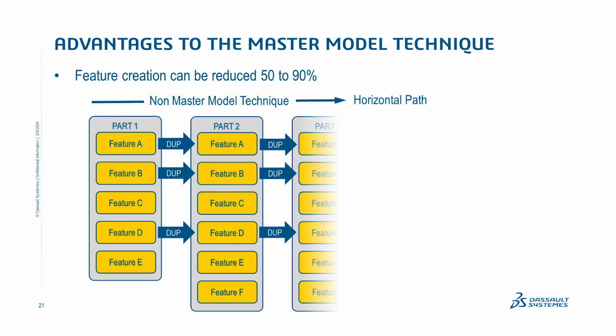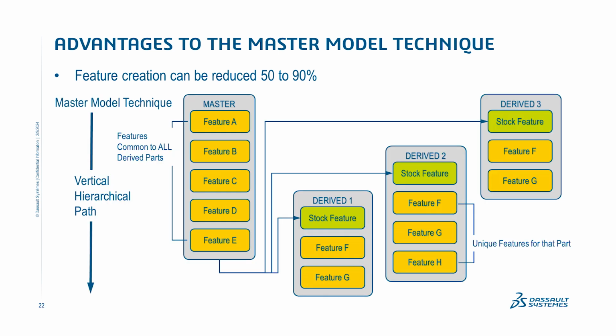So we talked about the feature reduction. So here's just a kind of a diagram of that. If you were to just create parts independently of each other that fit together, well, a lot of those features would be duplicated between various parts. And so the alternative is, in master model, you create those features, but then you're driving and sharing those features amongst derived parts. And that's really the beauty, for all the reasons I talked about previously, for doing master model.